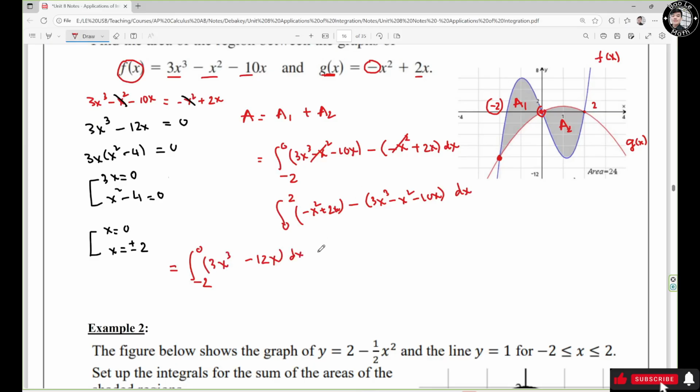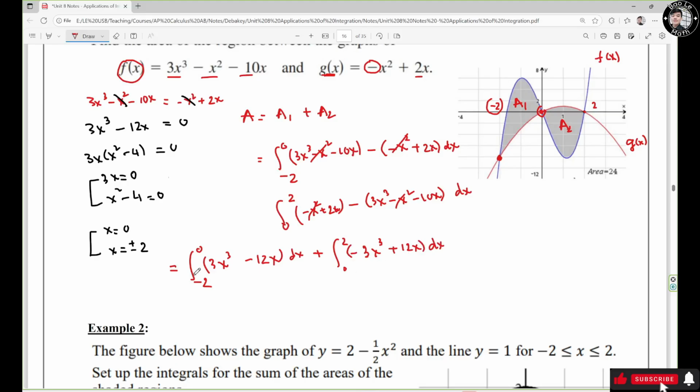Now you simplify the second one, the integral from 0 to 2. Negative 3s cubed, and the negatives become positive, and the s squared terms cancel out. Now negative and negative becomes positive, so positive 10s and 2s make positive 12s ds.